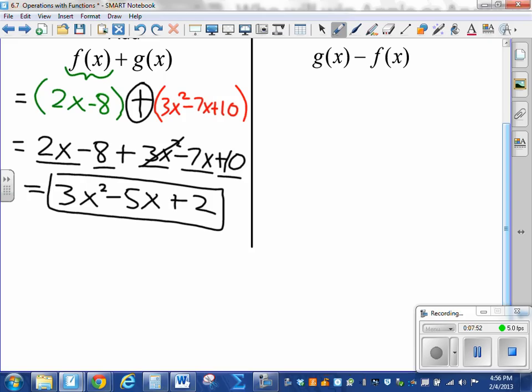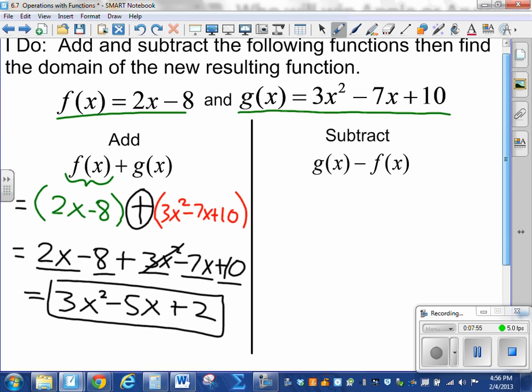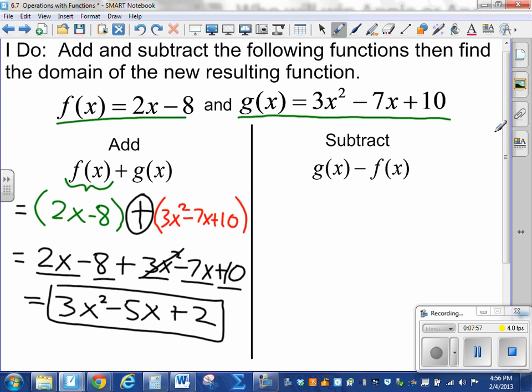Now, we have to look at the domain here. So if I look at the original domains, it has to be within both of the original domains.